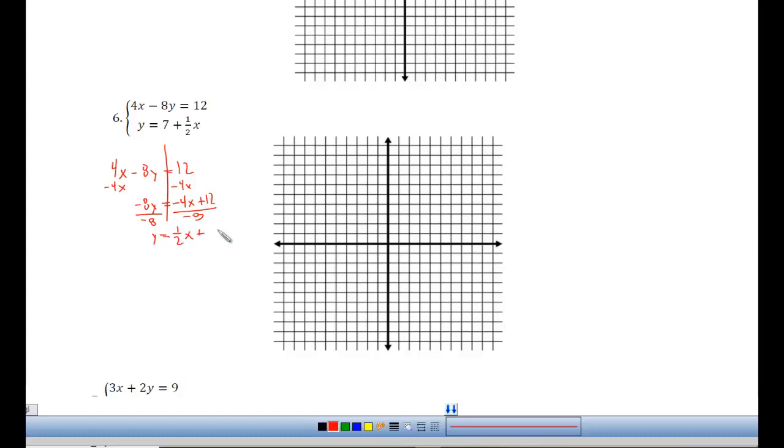And then I have 12 over negative 8. That's going to be a negative. 12 over 8 is going to be a 3/2. Okay, so let's go ahead and graph this.